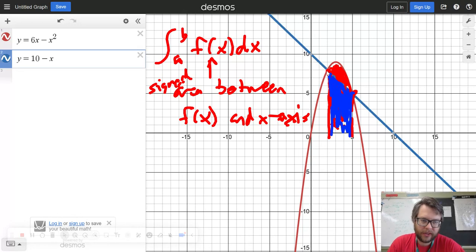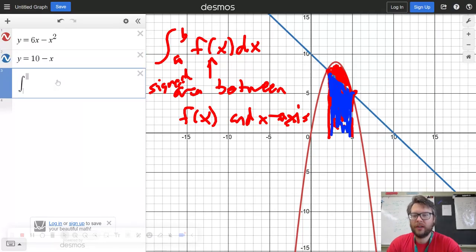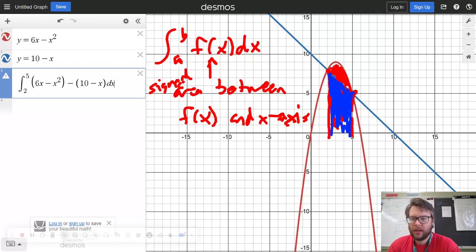Desmos is nice, and you can just click on it. So I know that my integral goes from 2 to 5. So I know my answer is going to be the integral from 2 to 5. The top function is my parabola, the red curve, and the bottom function is the blue curve. And there you go. That should give me the integral.